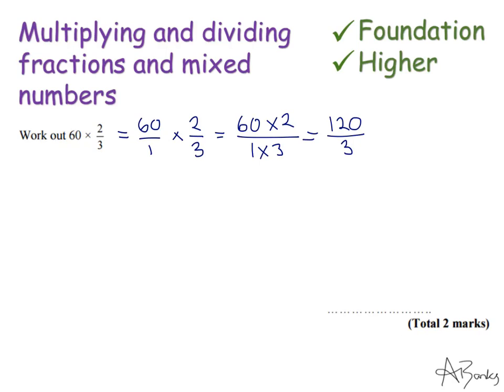Now this I can simplify because this just means 120 divided by 3, and 3 goes into 120 40 times with no remainder, so the answer is just 40.